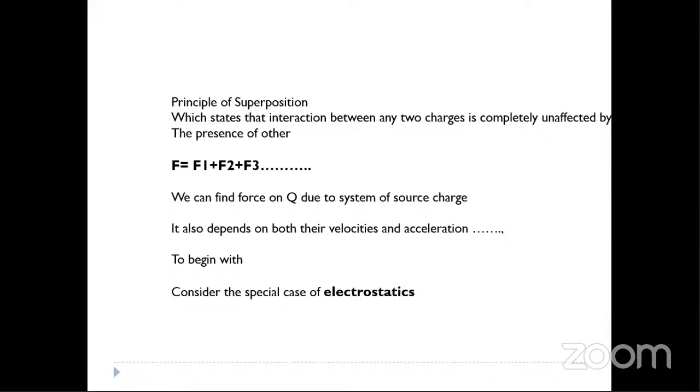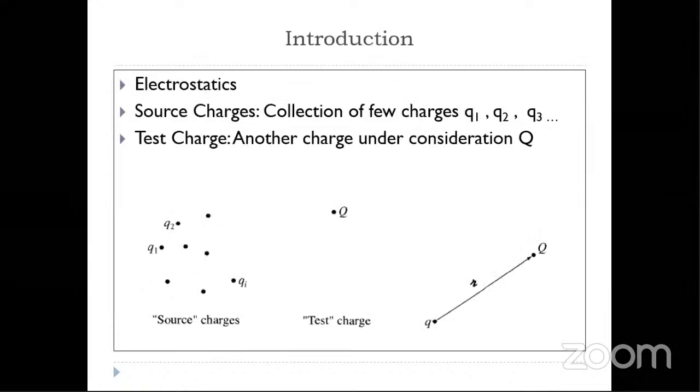charges are stationary, the principle that works around is called the principle of superposition. Now what is the statement of the principle of superposition? It states that interaction between any two charges is completely unaffected by the presence of others. If I go back to my previous slide, it indicates that there are so many charges contained in the source charges, Q1, Q2 up to Qi. And this system of source charges is interacting with a test charge.